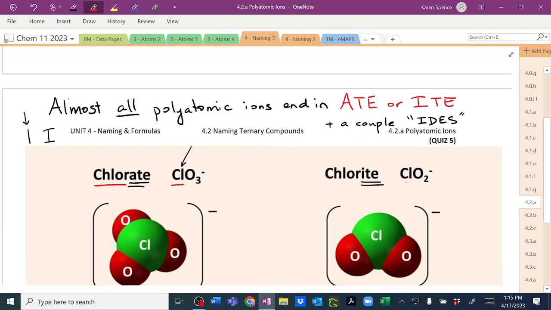Now, let's take a look. Our chlorite has one less oxygen than chlorate.